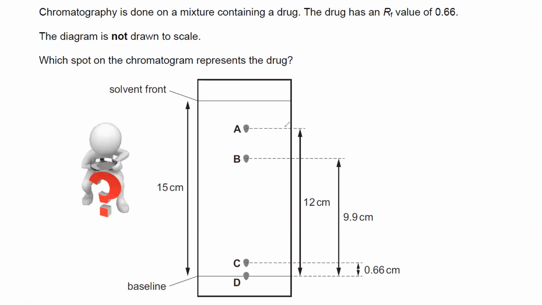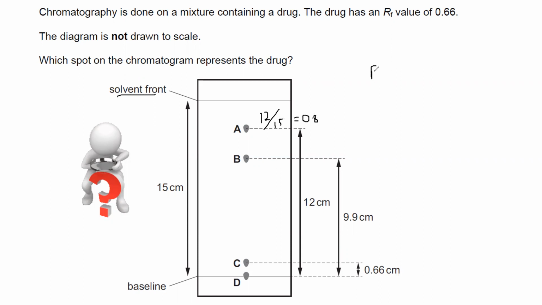For example, if we want to calculate the RF value for A. For A, the distance moved by A from the origin, from the baseline, is 12. So this will be 12 divided by the distance moved by the solvent. This is the solvent front and it moved 15 centimeters. So 12 divided by 15. What is 12 divided by 15? That equals 0.8. So the RF value for A is 0.8.